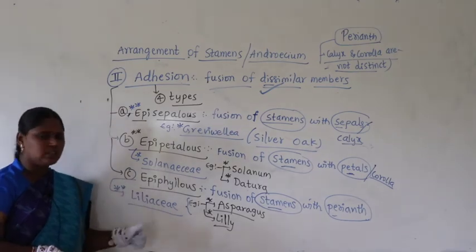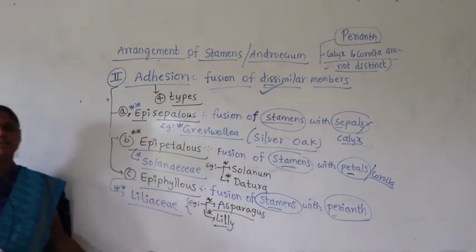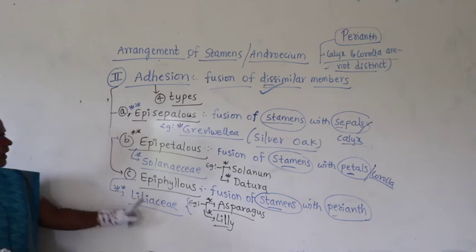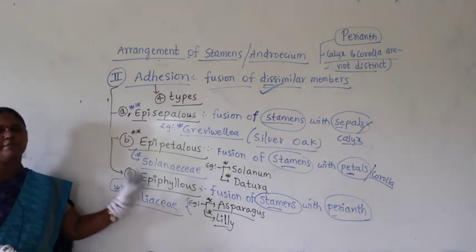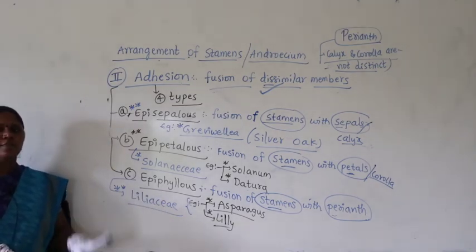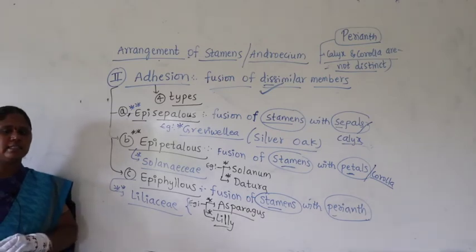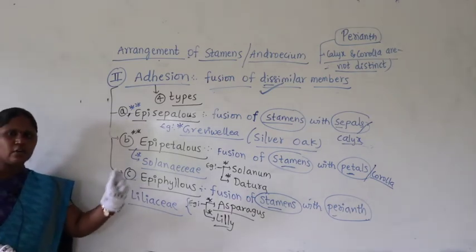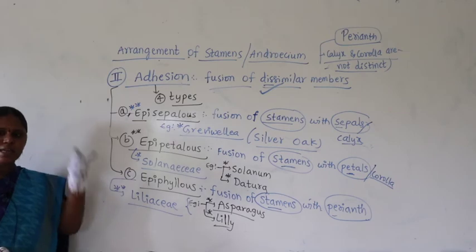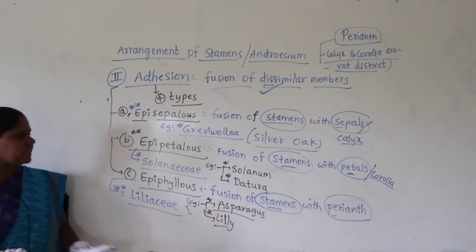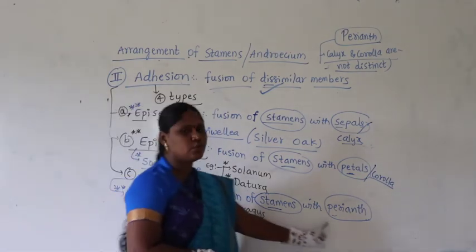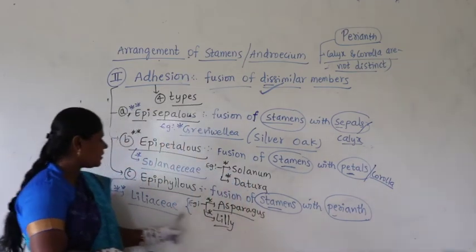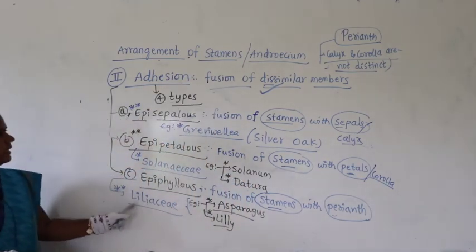Where do you find such condition? Solanaceae. Similarly, when we are discussing Liliaceae, there we simply write the condition called epiphyllous. So when I write the word epiphyllous in taxonomy under Liliaceae, you need to recollect it back: epiphyllous condition means stamens are fused with perianth. That is a characteristic feature which we find in case of Liliaceae.